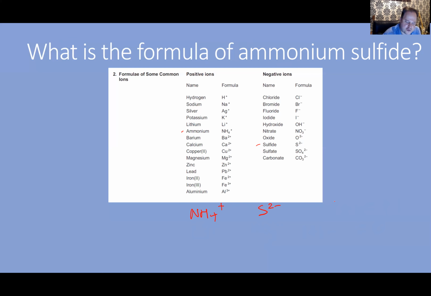Where are we with the charges? Well, we have a +1, we have a -2. At the moment, our compound has too much negative charge, so we need another ammonium ion. Now, remember from the previous example, if you need more than one molecular ion in the compound, you have to put it in brackets. Our compound contains 2 ammonium ions and 1 sulfide ion. So (NH4)2S, ammonium sulfide.